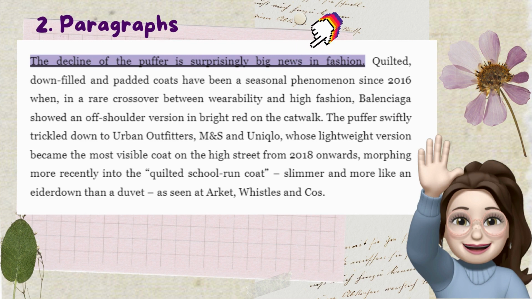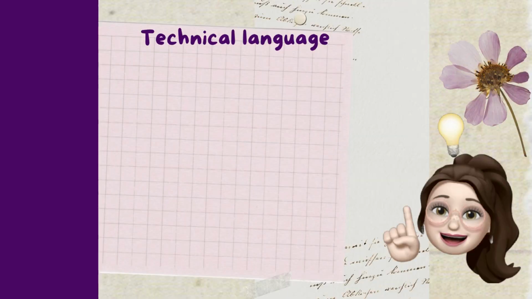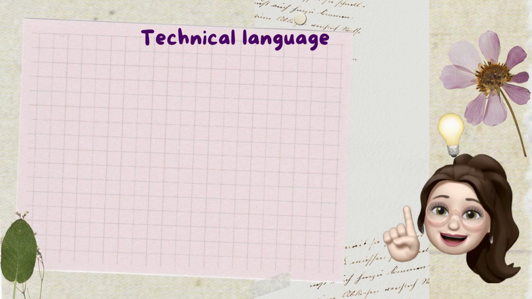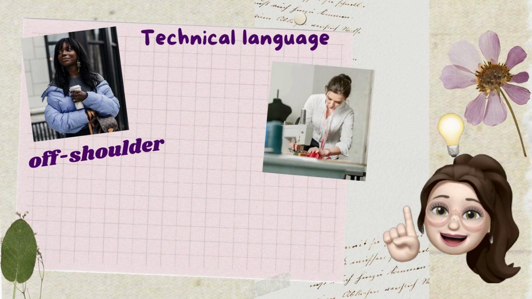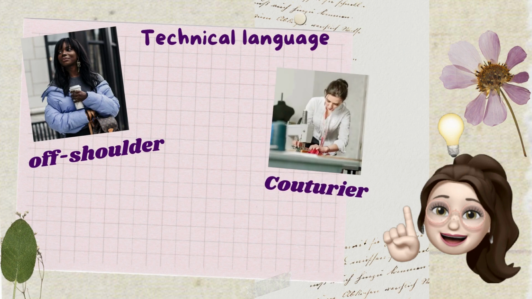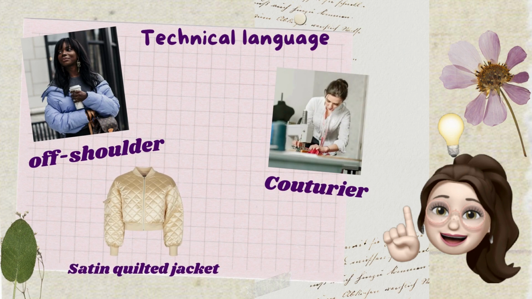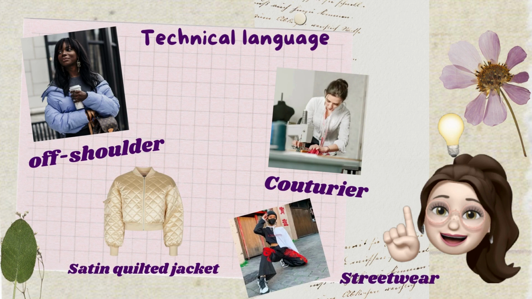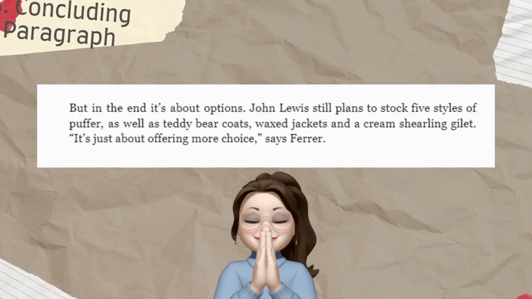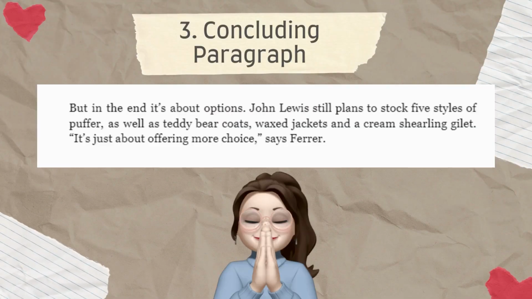This paragraph is about how the puffer code has been used during the past years, being a sensation in fashion. And related to the technical language, we can find the following examples: off-shoulder, couturier, satin quilted jacket, streetwear, etc. Finally, this text contains a concluding paragraph, which summarizes the topic and indicates the end of the text.